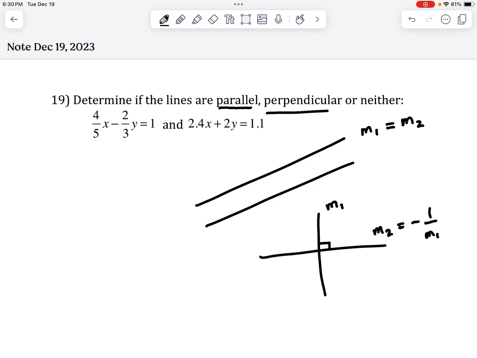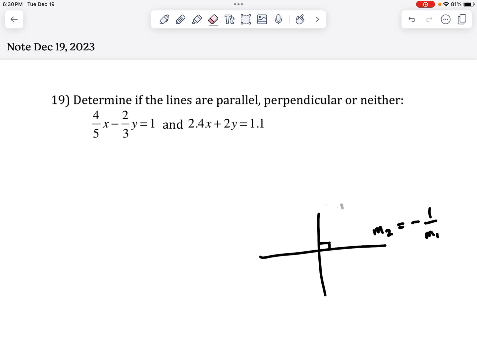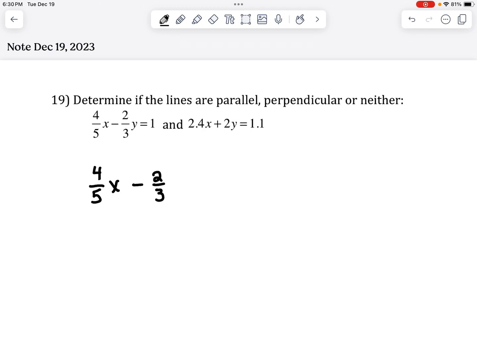All right, so let's see if it's one of those cases. Either way, we need to find the slope for each line. Starting with the one on the left, what I need to do is solve for y. So if I've got 4/5 x minus 2/3 y equals 1, you could deal with these fractions, or you could decide to get rid of them. I'm going to decide to get rid of them.